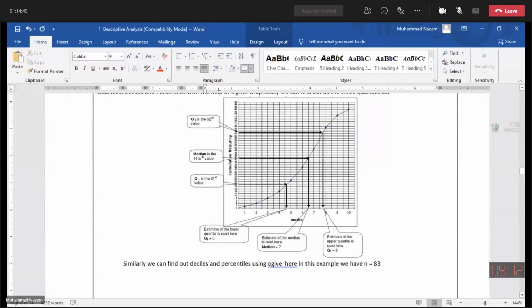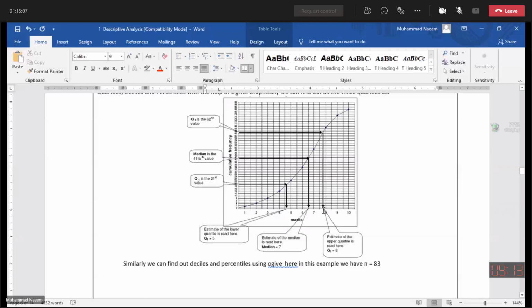Let's see Q3. For Q3, we need the ratio 3n by 4. Let's say here we have 3n by 4. Draw a parallel line to the x-axis, touching the curve, and drop a perpendicular on the x-axis. This will be the value of Q3.